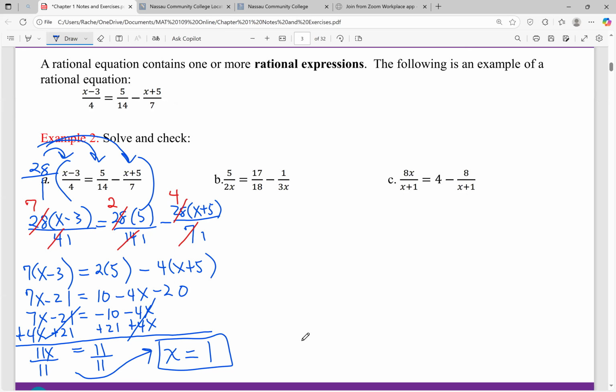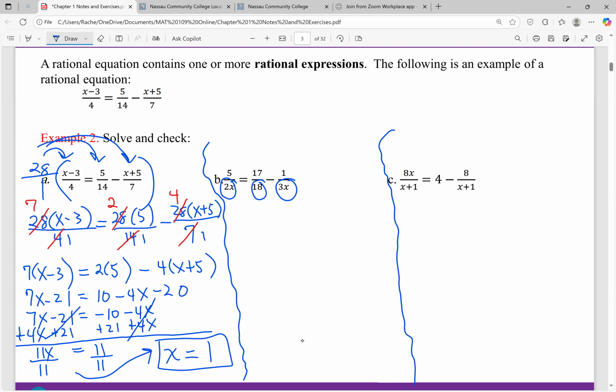So let's look at the next example. For the next example, in part B, and let me just kind of separate over here. This way I have room. Okay. So for B, let's do the same thing. Let's multiply both sides of the equation by the least common denominator. So let's look at our denominators. I have a 2x, an 18, and a 3x.